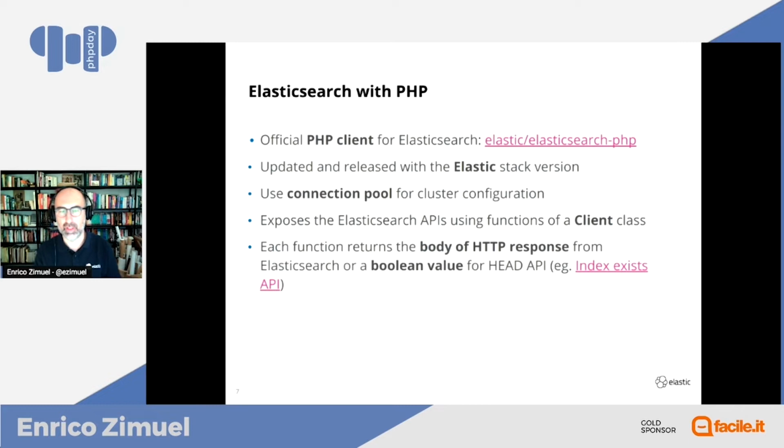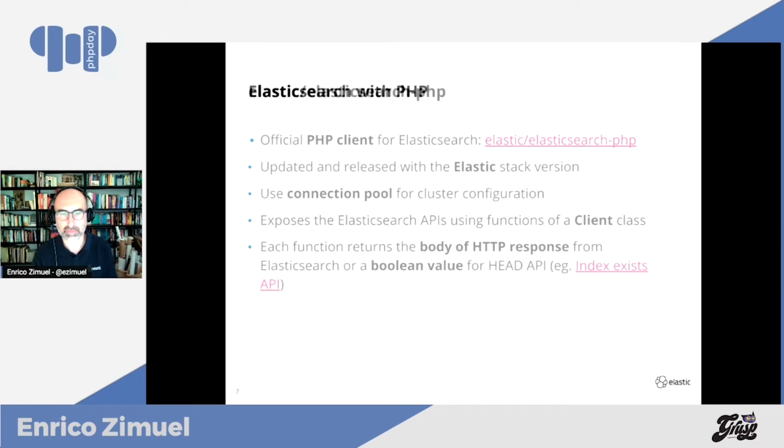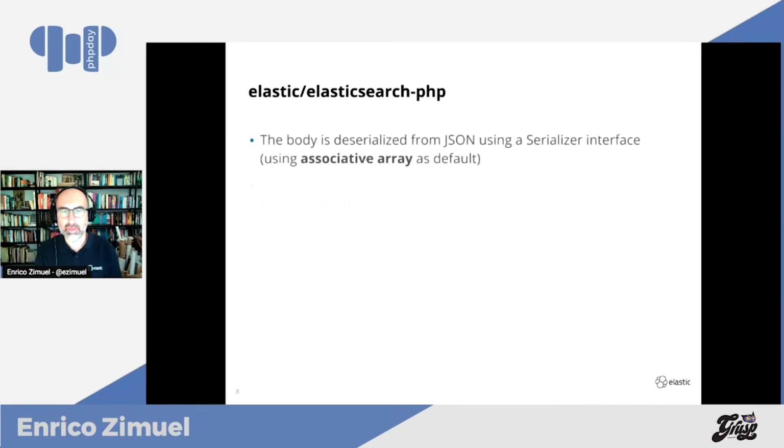So basically each API is mapped as a function in this client class, and each function returns the body of the HTTP response from Elasticsearch. The body is JSON, as I mentioned. So by default, we deserialize the JSON into an associative array. So basically the return of the function is an associative array. This is for the regular API, I would say. For the APIs that return without a body, for instance, the HEAD methods API, the function returns a Boolean value, so true or false.